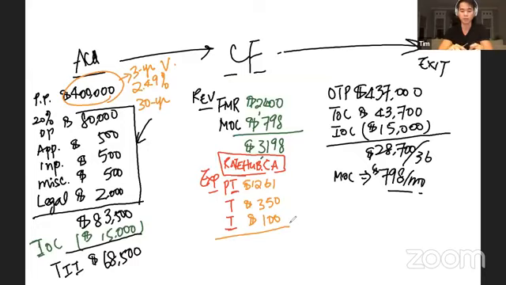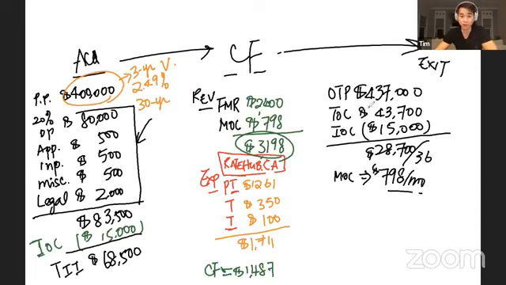1261 plus 350 plus 100. So now we have a total monthly expense of $1,711. Add it all up. And when you take revenue minus expenses, you have a cash flow of $1,487. Not bad at all, would you say?